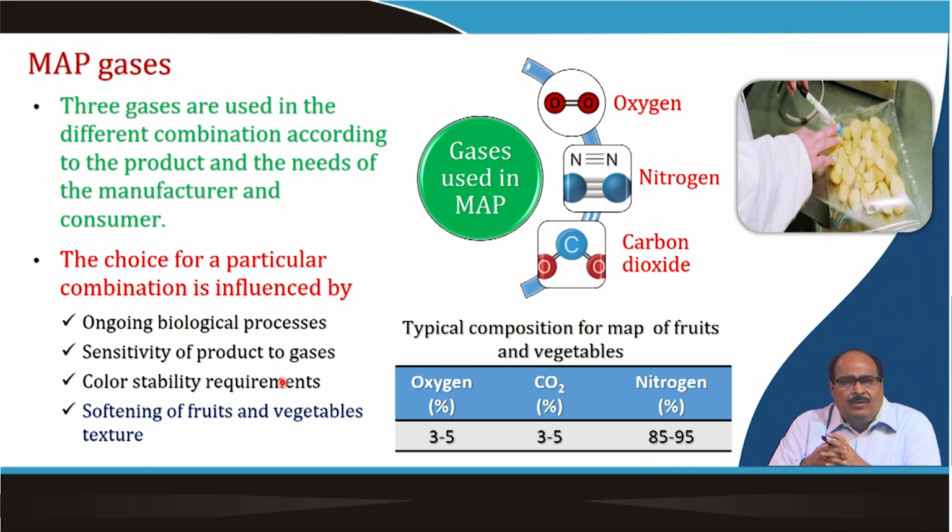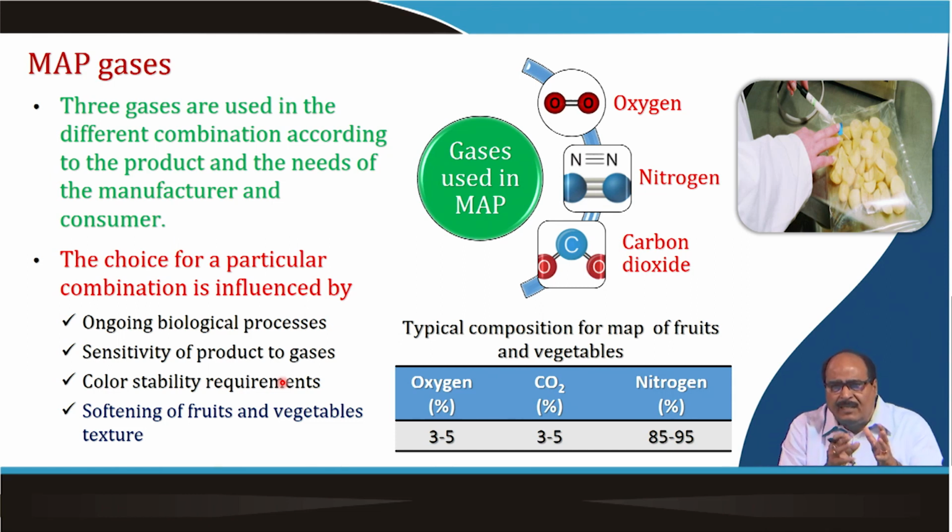Processed products also. So, modified atmosphere gases, normally the gases are used in different combinations according to the product and the need of the manufacturer and consumers, and the gases are oxygen, nitrogen and carbon dioxide. The choice of a particular combination, what should be the level of O2 and CO2, typically is O2 in the range of 3 to 5%, CO2 in the range of 3 to 5% and nitrogen in the range of 85 to 95%.